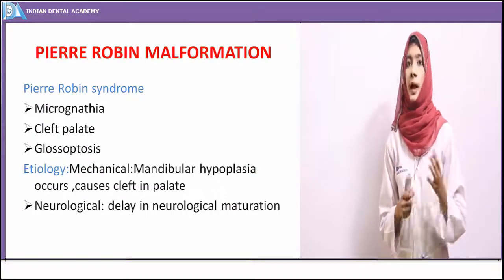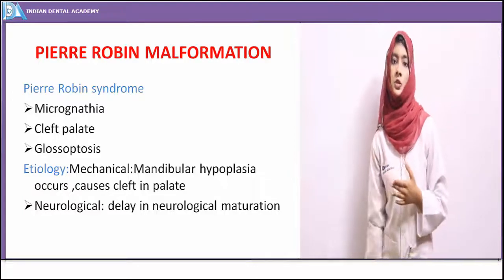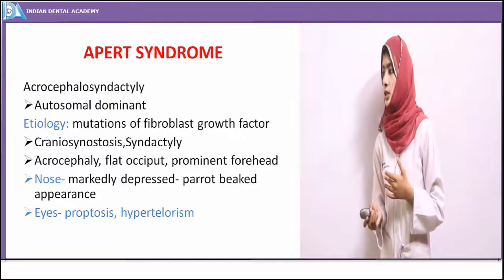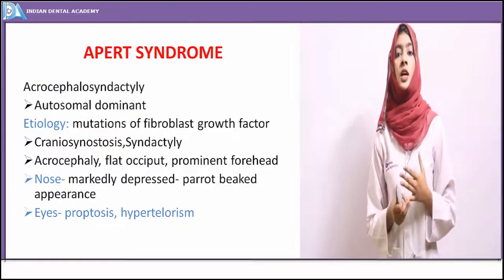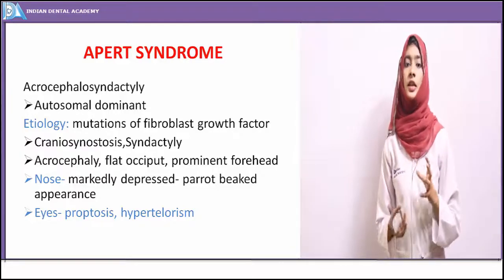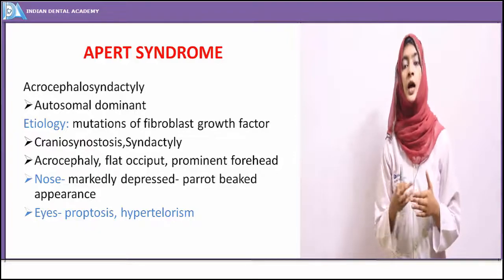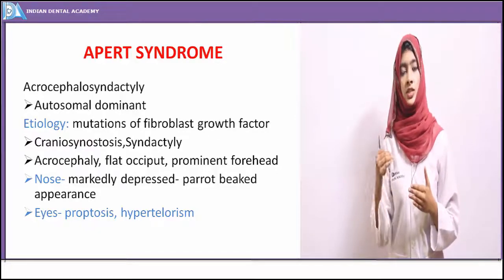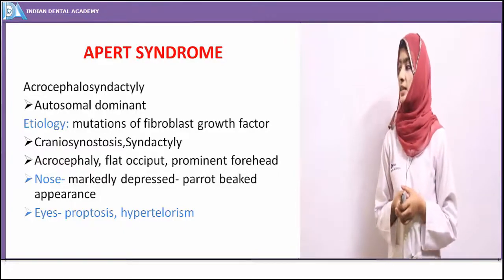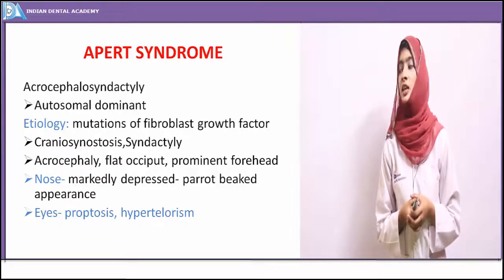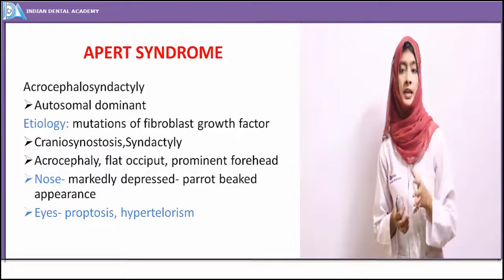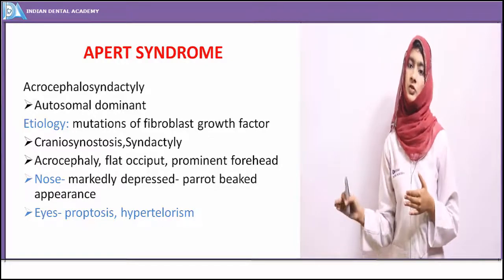Most of the time it is seen associated with other syndromes; an isolated defect is relatively uncommon. Apert syndrome is another common syndrome encountered. It is also a craniofacial dysostosis, that is, early closure of sutures occurs here, along with skeletal manifestations like syndactyly. Apert syndrome is also known by another name, acrocephalosyndactyly. The name itself gives the meaning: acro means long, cephalo means head, and there is the presence of fusion, that is syndactyly, fusion of digits.